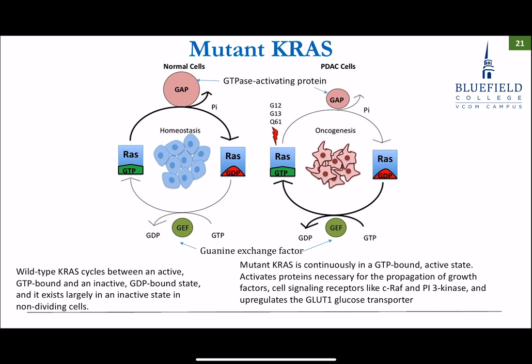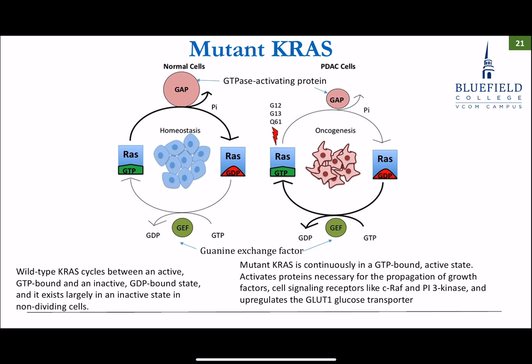And there is a related cascade of responses, biomolecular, biochemical responses to this activation. So there are some markers that can be used as cancer markers. For example, there are some cell signaling receptors that are activated, like CRAF and this PI3 kinase, and they upregulate the GLUT1 glucose transporter, which leads to an increased amount of glucose, which is important for the cancer, and it can be used as a marker for some types of cancer.